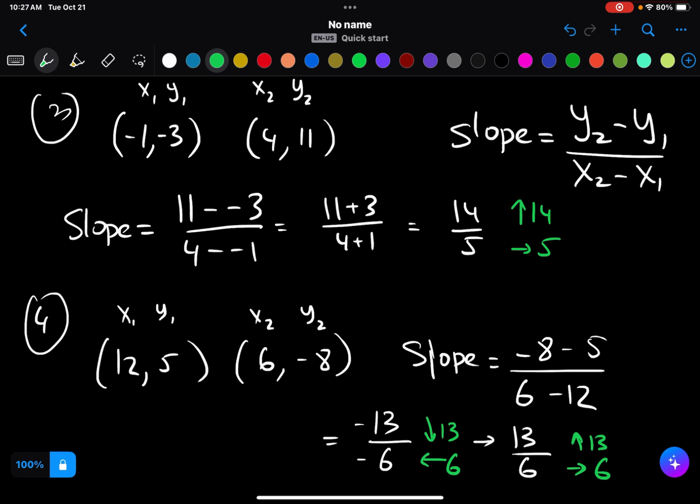Let me rewrite that so it's easier. So down 13 to the left 6. So pick or choose whichever one you want. They're both technically correct answers. I'll accept both, although the one to the right, 13 over 6, is the more correct of the two. Pause this if you need to, and let's set up for number 5, which is the last of these problems.